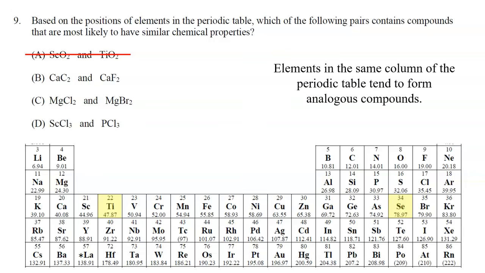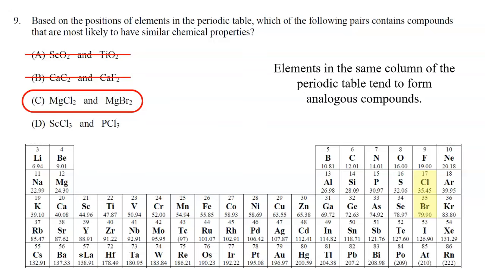In choice B, we have calcium that is bonded to either carbon or fluorine. But since carbon and fluorine are not located in the same column of the periodic table, it is unlikely that choice B is the correct answer. In choice C, we have magnesium, and it's bonded to either chlorine or bromine. And since chlorine and bromine are located in the same column or the same group of the periodic table, then choice C is likely to be the correct answer.